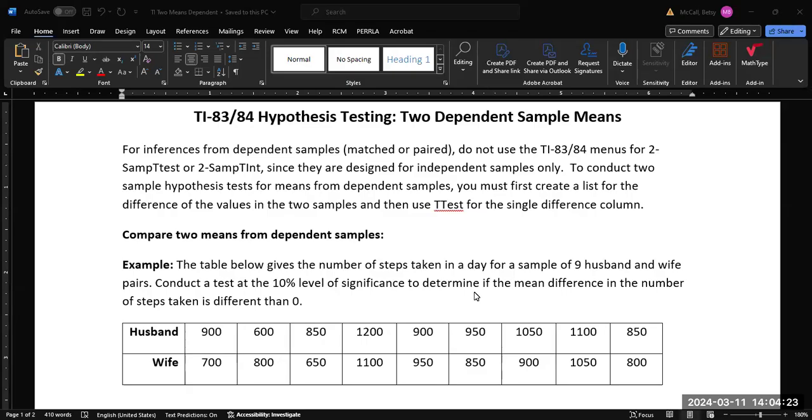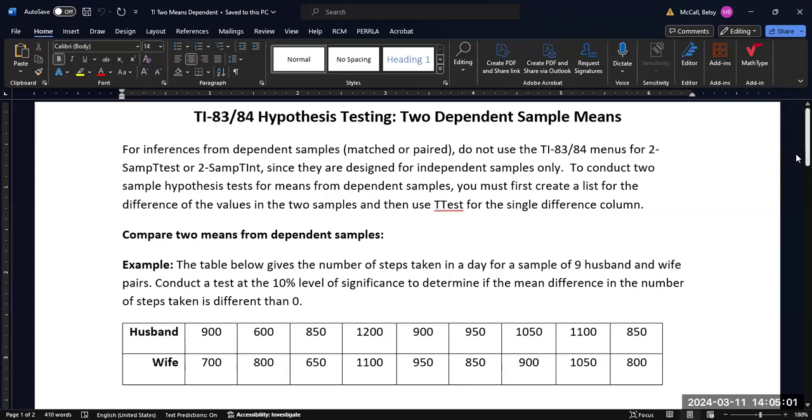Okay, so in this video, we're going to be looking at how to conduct hypothesis testing in the TI-83/84 using two dependent sample means. Now, dependent means are often referred to as paired tests as well. So this is the same thing. We're looking at two samples that are taken together where the values in each of the lists correlate to each other sort of strongly. So they are paired in some fashion.